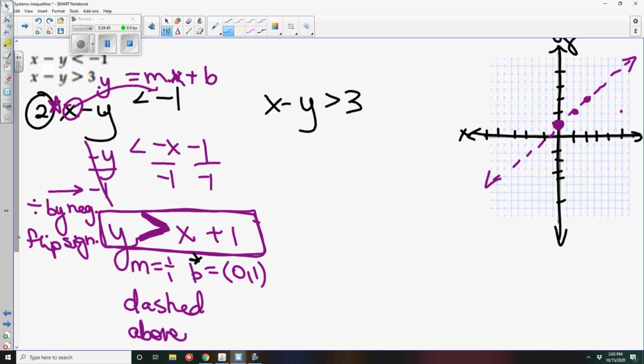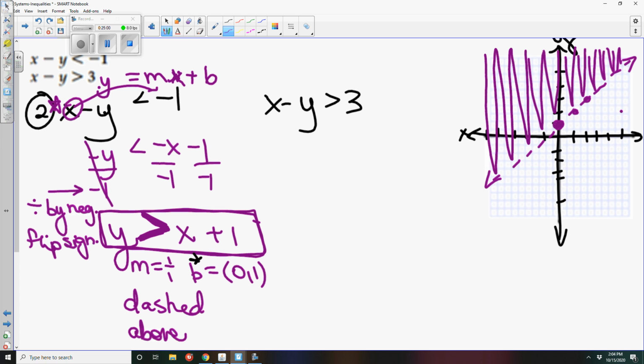So above means we're going to shade up. So I'm going to go to this line right here. I'm going to shade everywhere up and down real lightly, and use that line as my boundary. So now we have our first one graphed. Take a second, let it sink in.